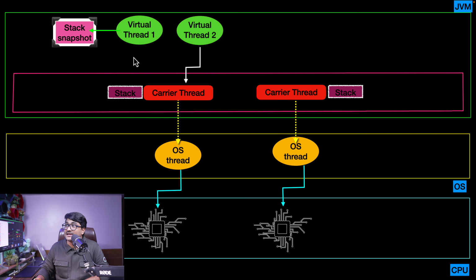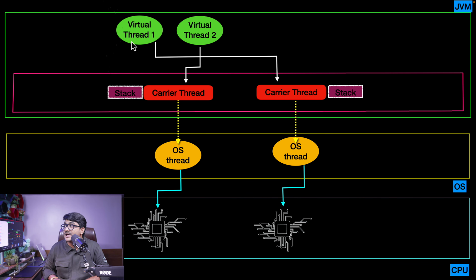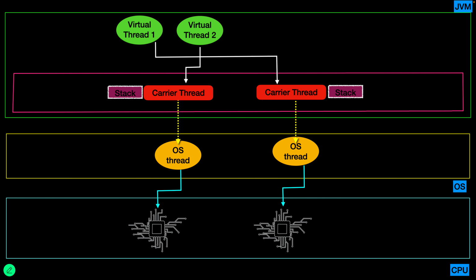Now what will happen? The JVM will find a carrier thread to execute this one. Previously it operated over this carrier thread, but right now this carrier thread is busy because we have mounted another virtual thread over here. So virtual thread 1 will simply be given to another carrier thread to process the further execution.